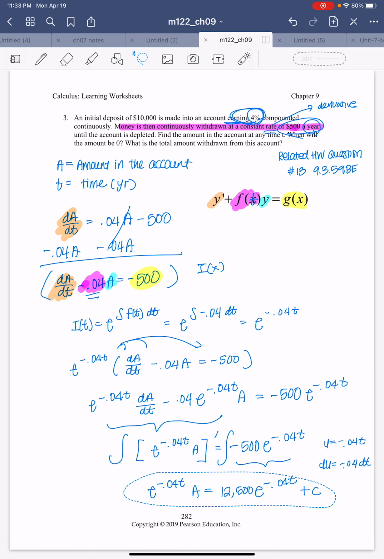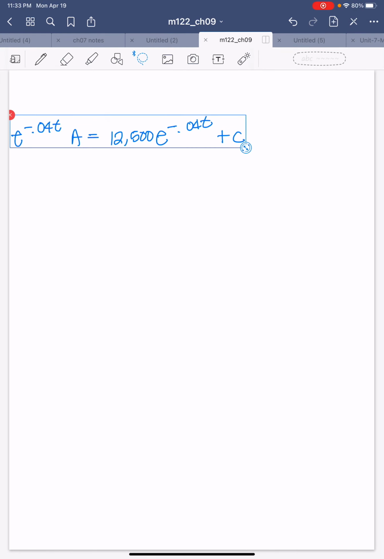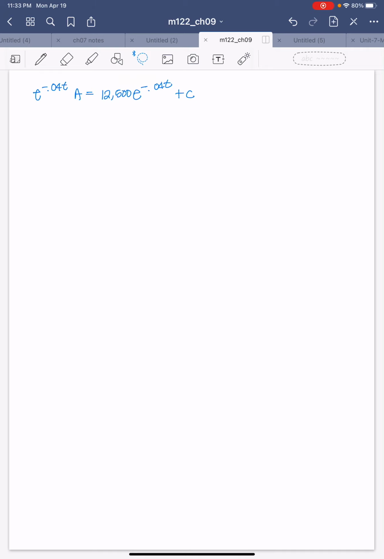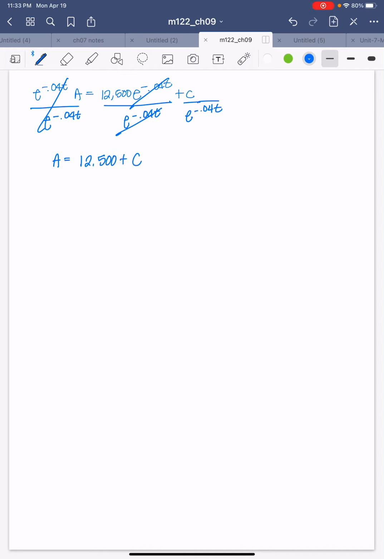So let's do that on the next page. Divide the whole thing by e raised to negative 0.04t. Divide each side by e raised to the negative 0.04t. So the A function ends up being 12,500 plus C e raised to the positive exponent 0.04t. So that will be my A function. This is your general solution.